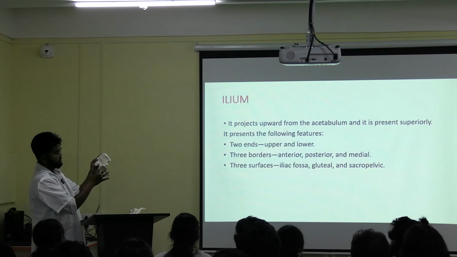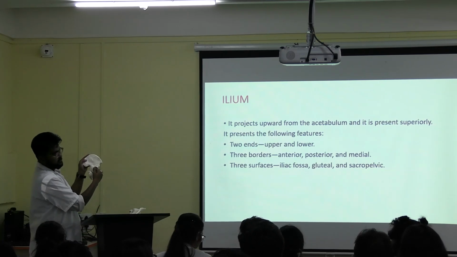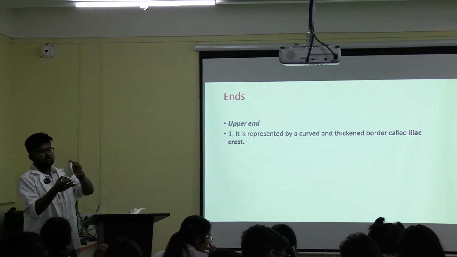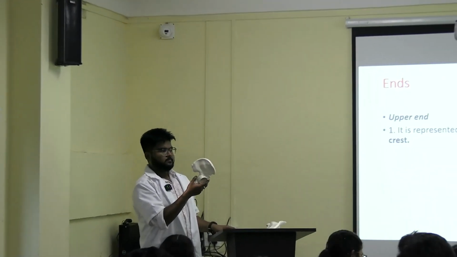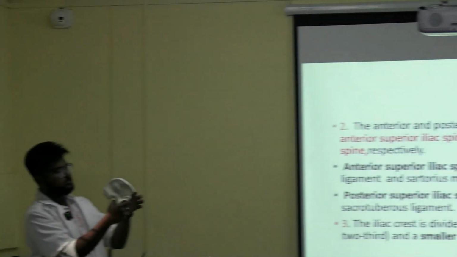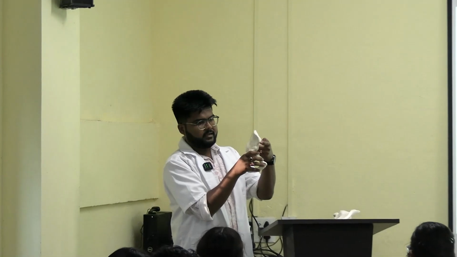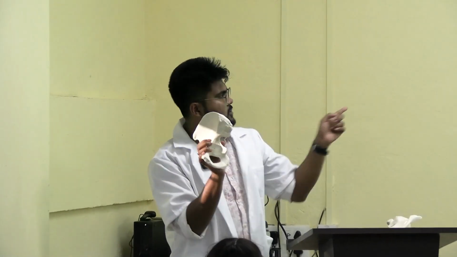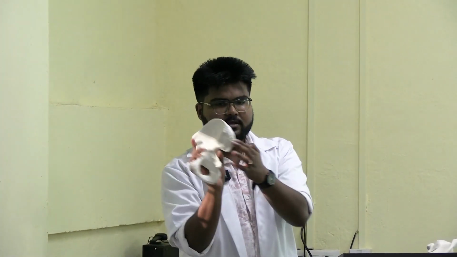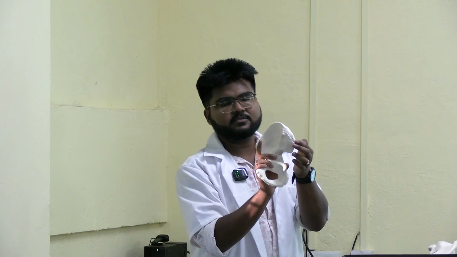This part is the acetabulum, this hollow structure. See, this is the upper end, also called iliac crest. See here, the anterior and posterior end of the iliac crest. This is called anterior superior iliac spine, and posteriorly it is called posterior superior iliac spine. This is the upper end, this is the anterior end, this is the posterior end. In the anterior end, anterior superior iliac spine is present. Similarly, in the posterior end, posterior superior iliac spine is present.